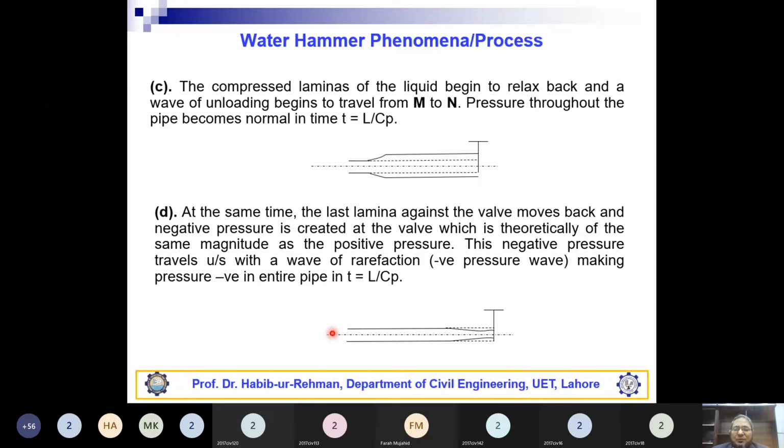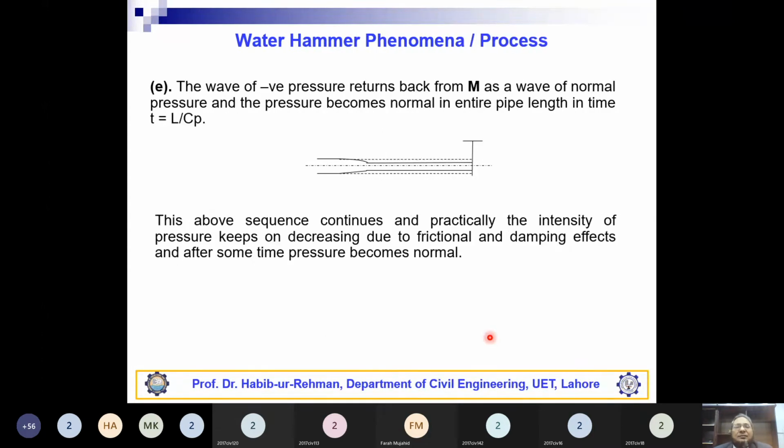When a negative pressure wave moves, what will it do to the pipe material? It will slightly reduce the diameter of the pipe. Okay. Now what will happen further? Now the negative pressure आता क्यों है? Negative pressure comes basically due to dynamic effect. ठीक है ना? And the wave of negative pressure returns back from M as a wave of normal pressure. अब फिर ये negative pressure फिर normal हो रहा है. And the pressure becomes normal in the entire length in time L over Cp. Okay? Yes.